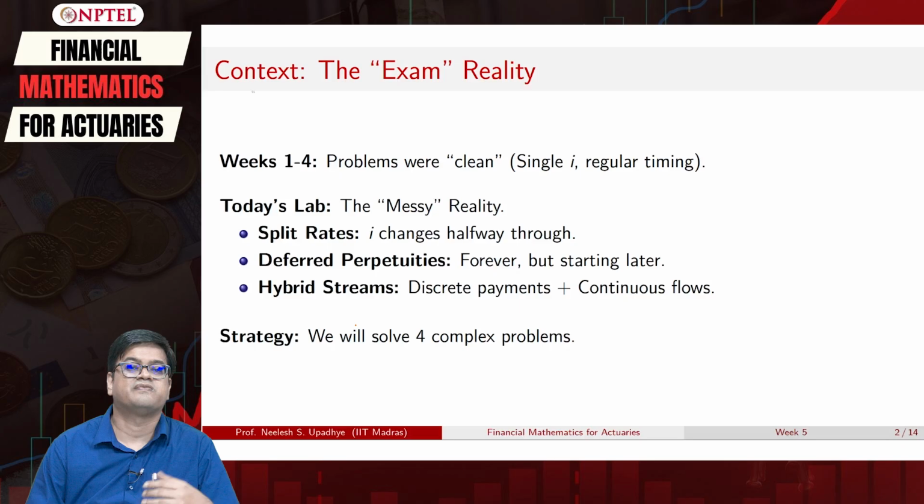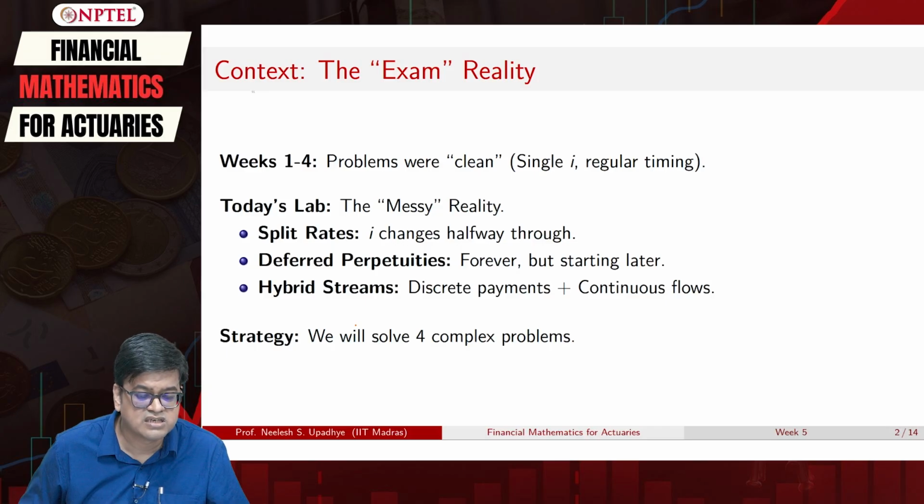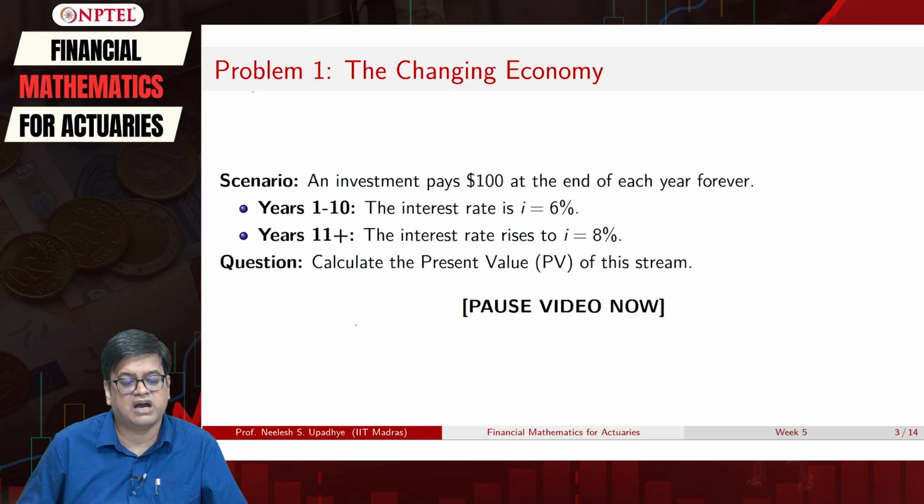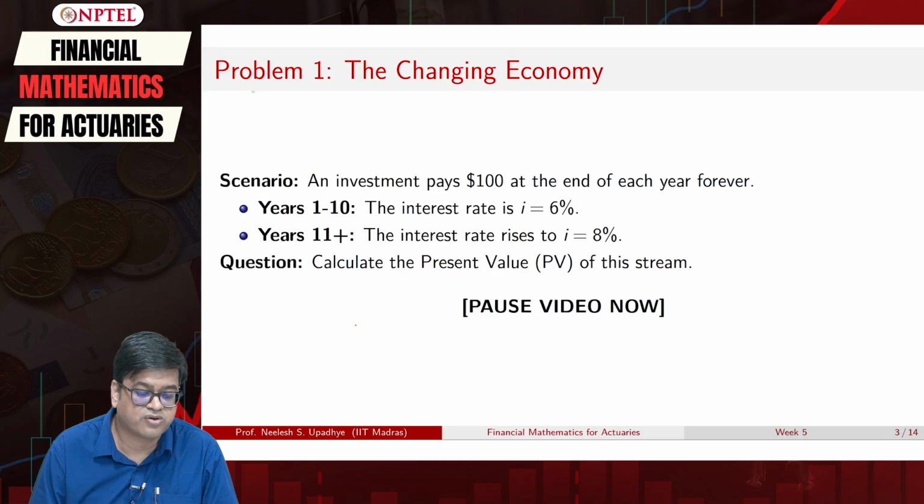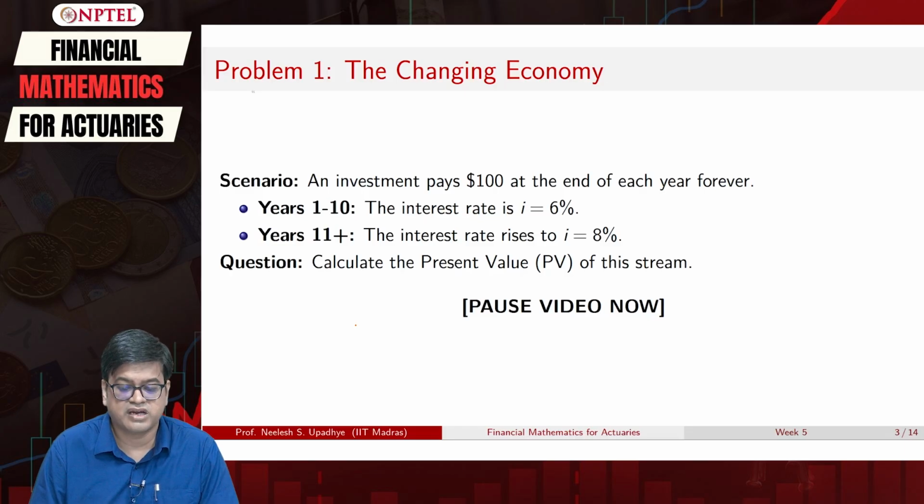So let us take the first problem, which will tell you how to handle split rates, the changes in the interest rates that happen halfway through. Okay, so here is the scenario of a changing economy. You have an investment. This investment pays you $100 at the end of each year forever. So this is a perpetuity.